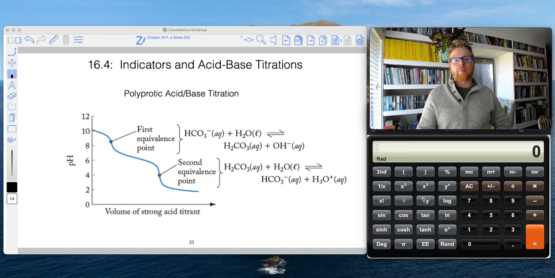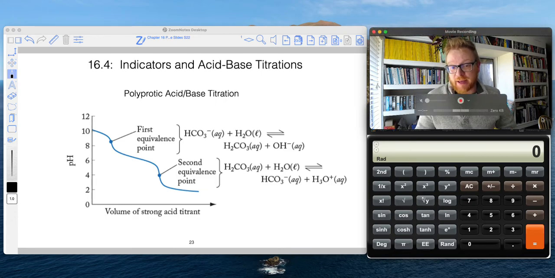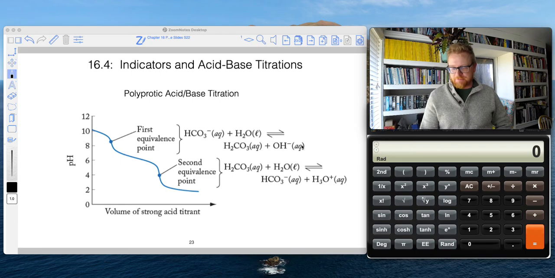Let me touch on polyprotic acid-base titration briefly. Recall, polyprotic means something that contains two or more protons. The example we're going to use is carbonic acid, H2CO3, and we know the series of proton reactions it can go through.